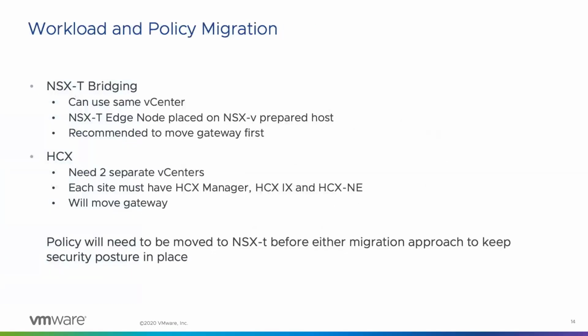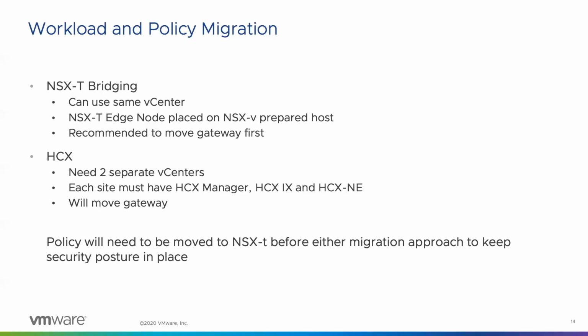So the most important piece about how you're going to migrate from your NSX-V to NSX-T environment really is your workload and policy migration. You have the option of using NSX-T bridging. Here you would create an NSX-T edge node, place it on an NSX-V prepared host, move the gateway over to NSX-T, and then you can move the workloads over from NSX-V to the NSX-T segments.